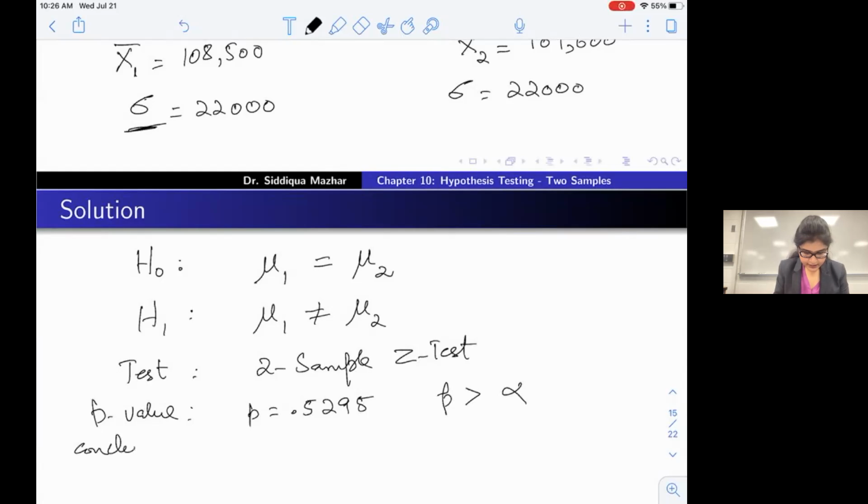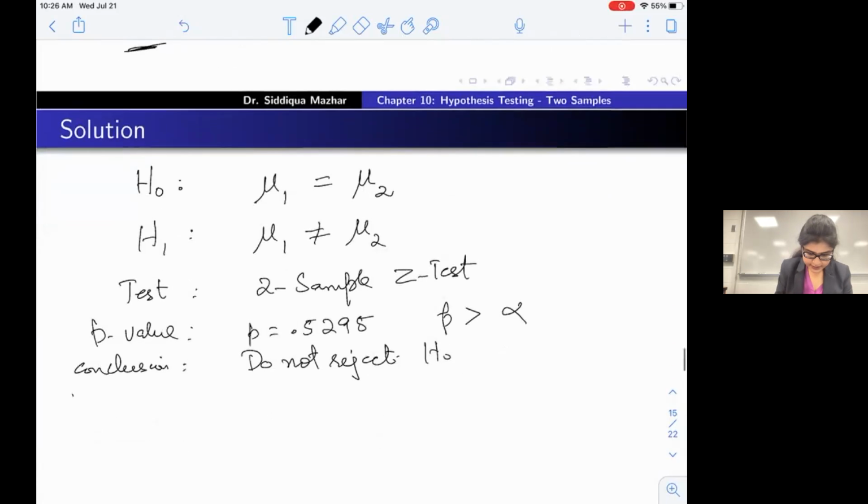So what is my conclusion? Conclusion is that I do not reject my null hypothesis. So what is my interpretation? If I do not reject the null hypothesis, it means, I'm writing it down, that the average salary of professors at Central Michigan University is close to the average salary of professors at Western Michigan University.